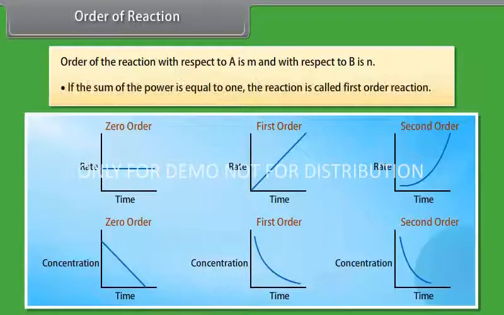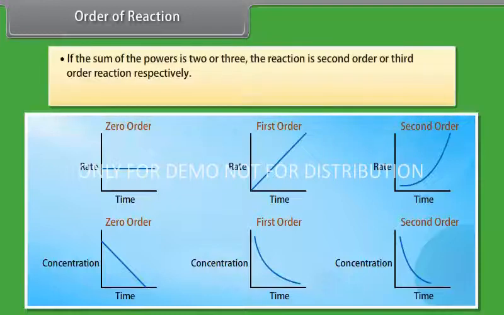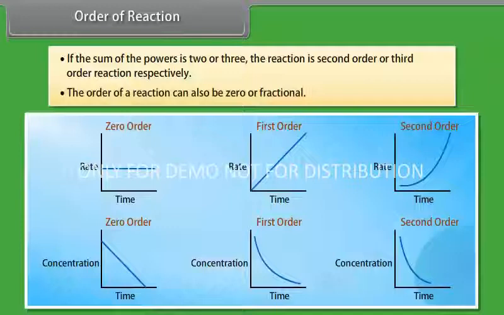If the sum of the powers is equal to 1, the reaction is called first order reaction. If the sum of the powers is 2 or 3, the reaction is second order or third order reaction respectively. The order of a reaction can also be 0 or fractional. Units of rate constant for different orders.